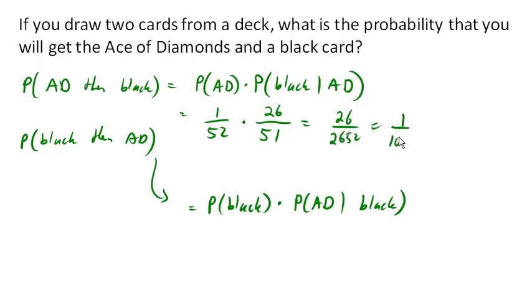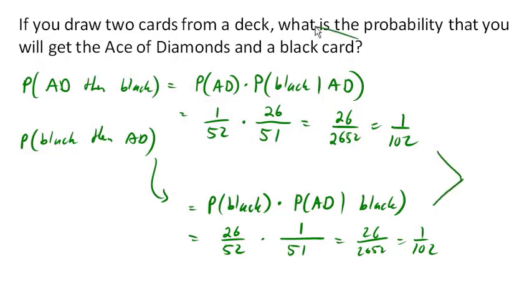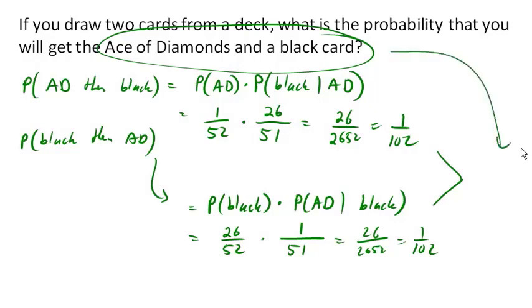Here, the probability of getting a black card on the first draw is 26 out of 52. The probability of getting an ace of diamonds given that the first card was black: if the first card was black, then there's one less card in the deck, but we know the ace of diamonds is still there, so there's still one of them. And so we end up with 26 out of 2652, which is 1 out of 102. So in both cases, the probability is 1 out of 102. These are two different ways that the same result could happen, so we need to add these together. And so the total probability of getting an ace of diamonds and a black card is the sum of those, 2 out of 102, or 1 out of 51.